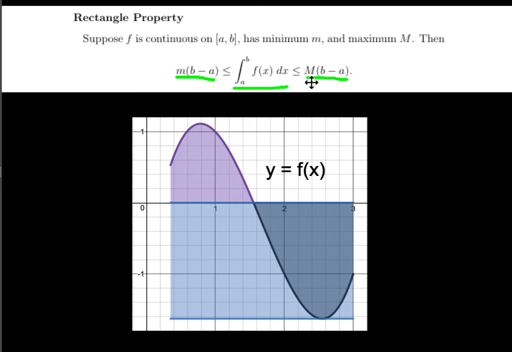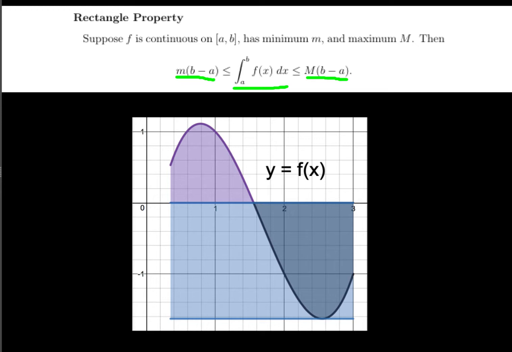If we know that it can't be bigger than M, then this integral is going to be smaller than this value here. And if it can't be any smaller than little m, if little m is a minimum value of f, then the integral itself can't be any smaller than this value. So that's a useful constraint. We call it the rectangle property of the definite integral.